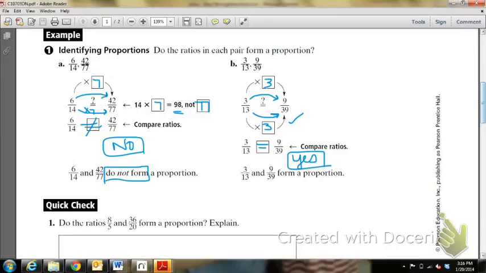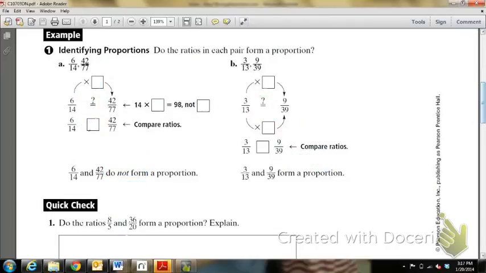So now you're going to try this quick check here. Do these two fractions form a proportion? Yes or no? So it might be easier to look at the bottom than to look at the top and see if you can cheat it. And if the same cheat works for the top, you say yes. If not, you say no. And by explain, it just means that you can just show your math. Show that it either works or it doesn't work.